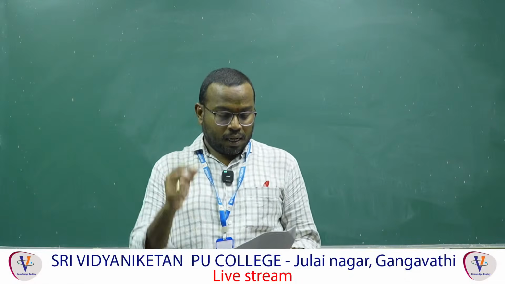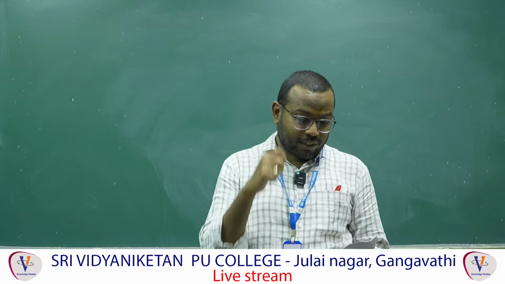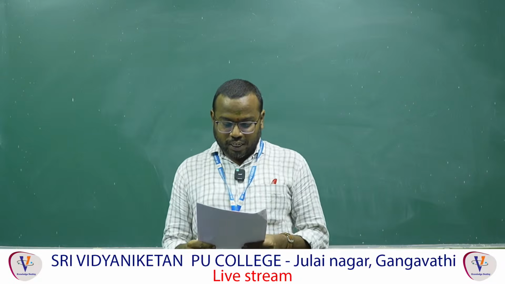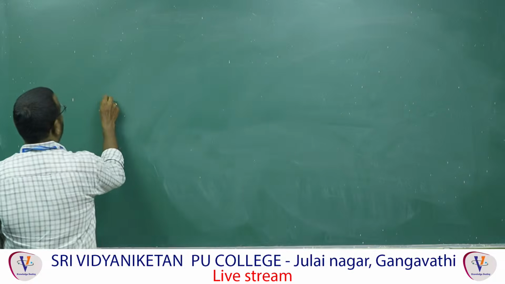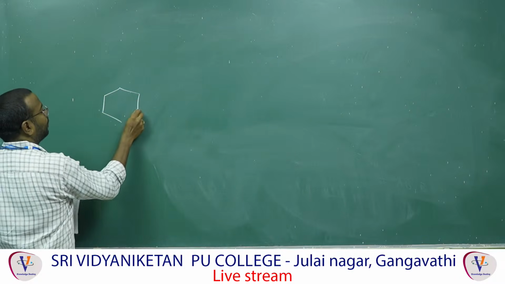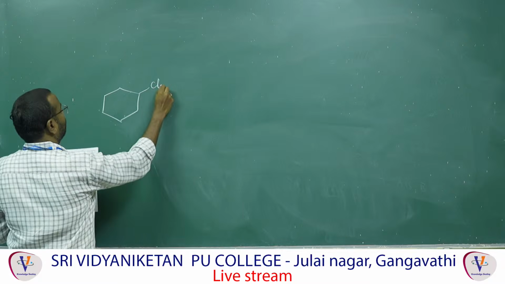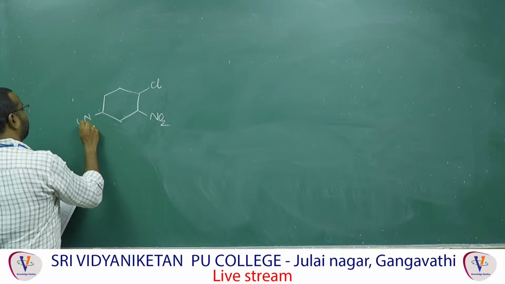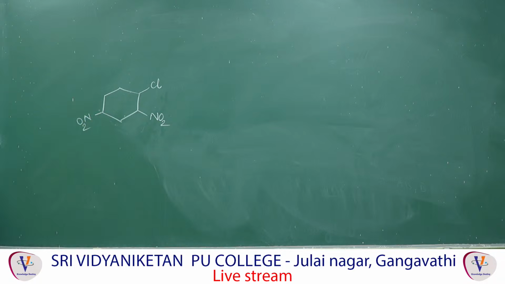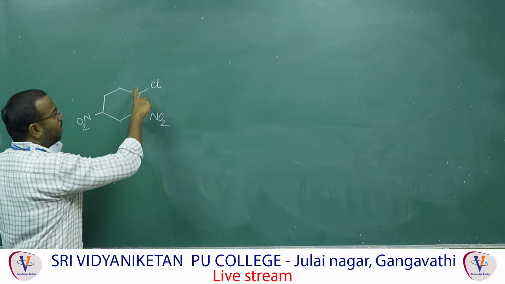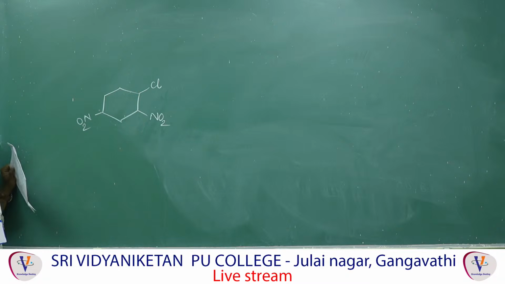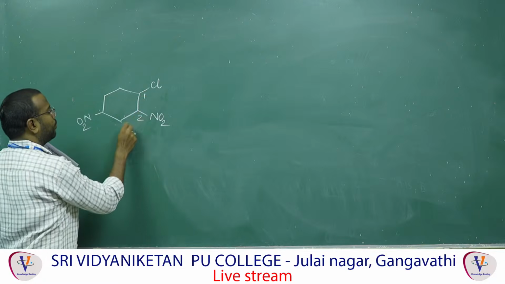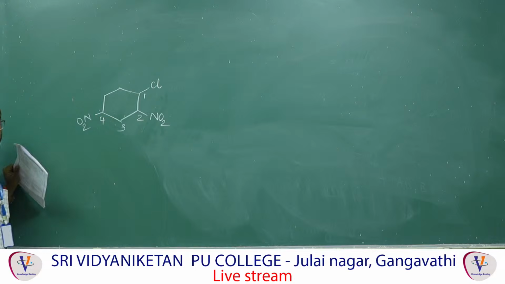Hello all. Let's start the 46th question. The correct IUPAC name of the given molecule will be. When this molecule is seen, we have to look for the least sum rule. There are several ways of numbering it, but it's always fair and good to number it from the closest groups.